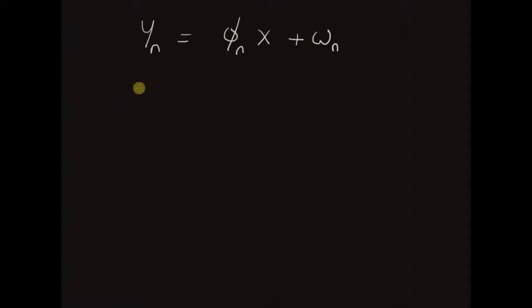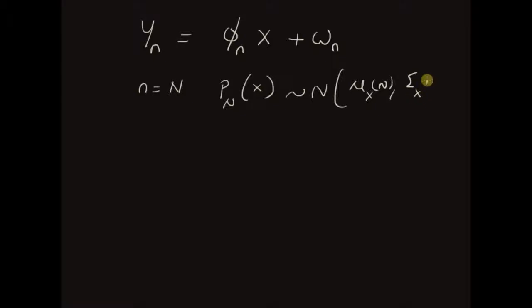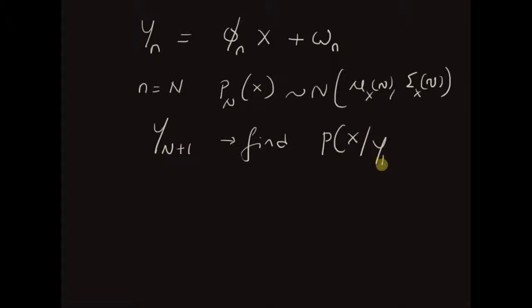So the problem is at n equal to capital N, that is given n measurements, we know the current density of the hidden variable x as a normal distribution with mean equal to mu x of n and covariance equal to sigma x of n. Given the new measurement yn plus 1, we want to find the posterior of x given the new measurement.